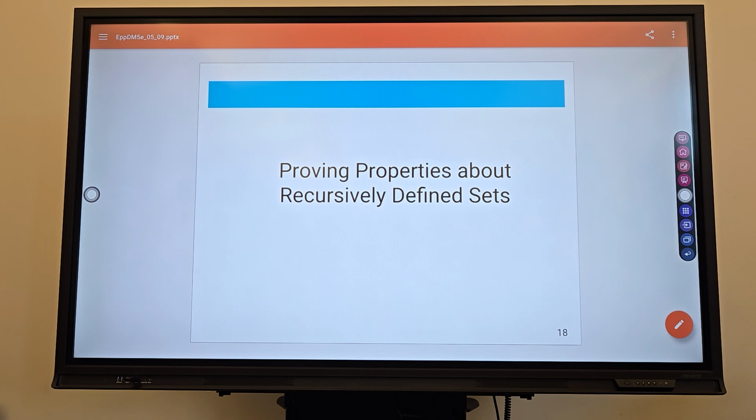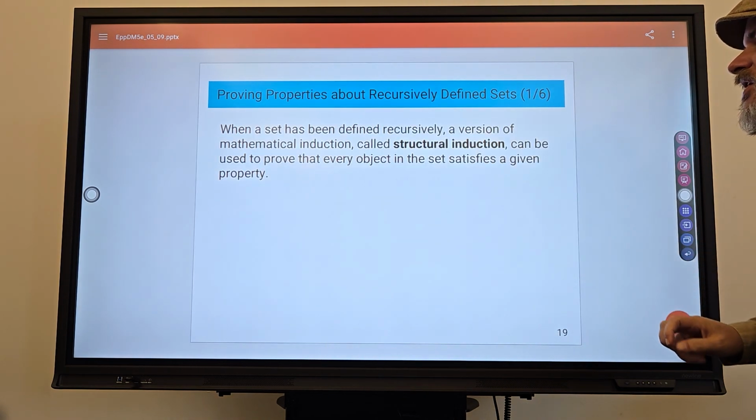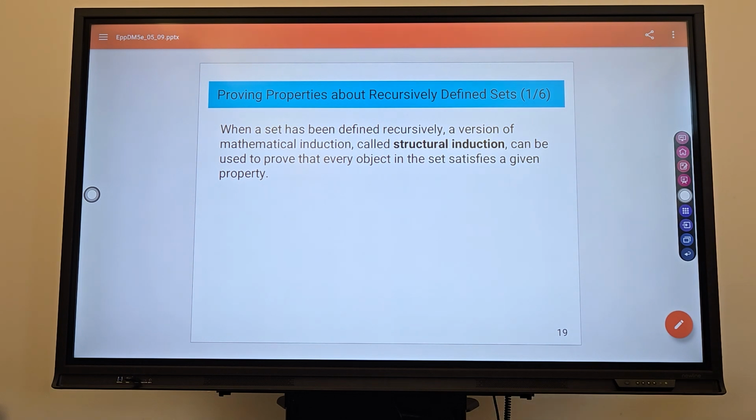Proving properties about recursively defined sets. When a set has been defined recursively, a version of mathematical induction called structural induction can be used to prove that every object in the set satisfies a given property.